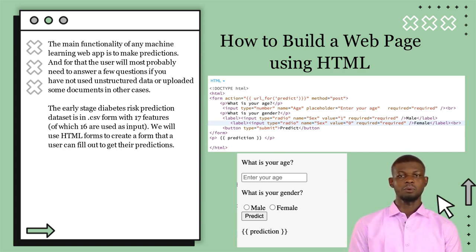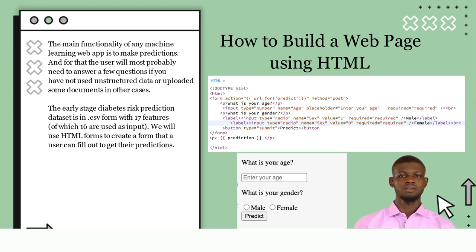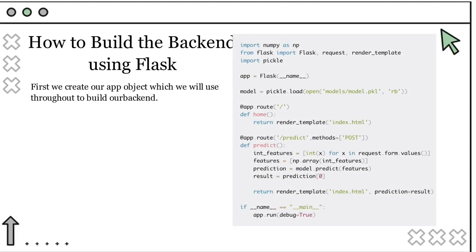The paragraph tag will display the prediction results. prediction is a variable that will hold our prediction in the Python file, which we will see in the next step. You can add as many questions as you want, and whatever input type suits you, as the functionality will remain the same. How to build the backend using Flask?